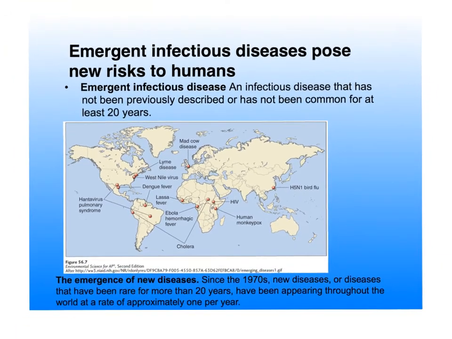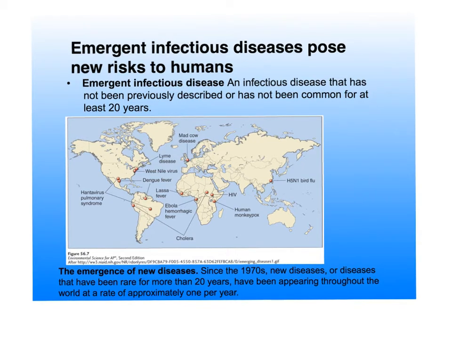Okay, so let's look here. Emergent of new diseases. Let's look at the hantavirus, dengue fever we're getting here. And why is that? Because these mosquitoes are able to go up further north. It's getting warmer, more humid. H1N1 bird flu.